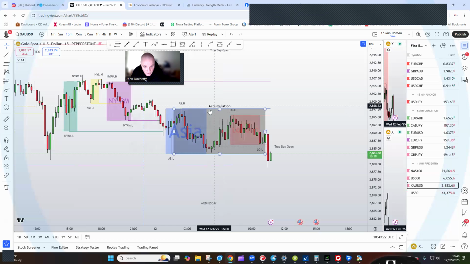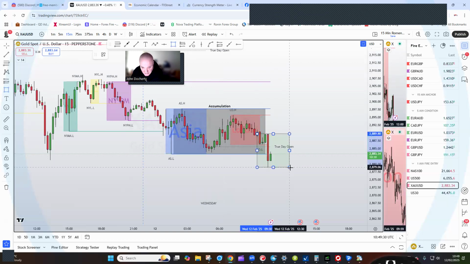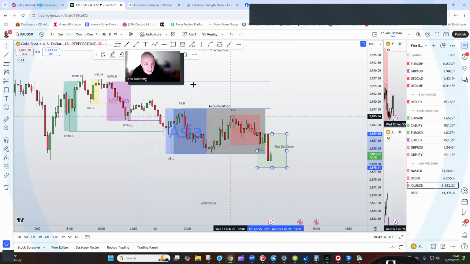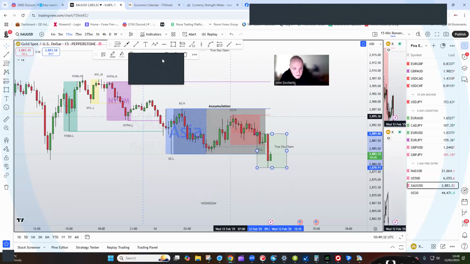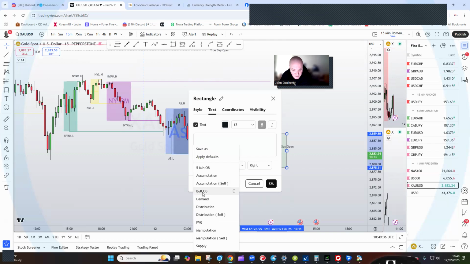Okay, so now we identified accumulation. We are now getting manipulation. The manipulation is coming from this low of the leg down to here. We can highlight manipulation now. Okay, so there's our manipulation.